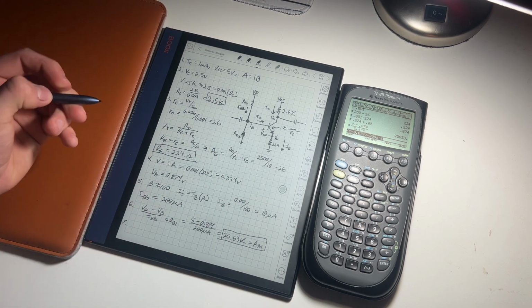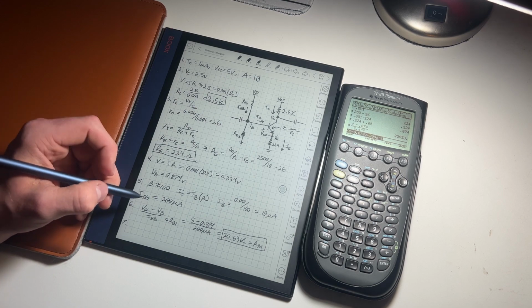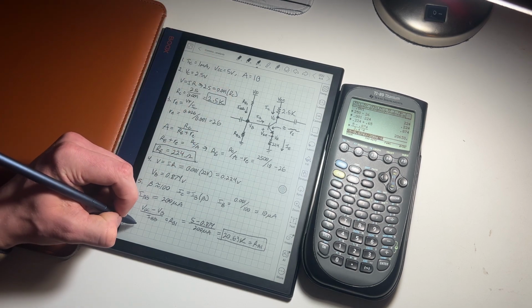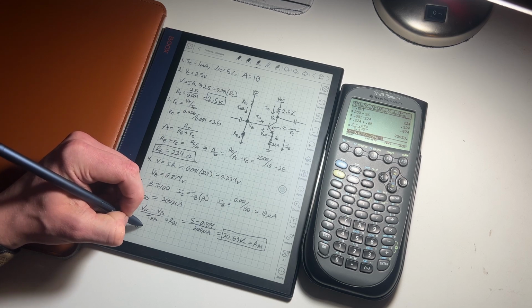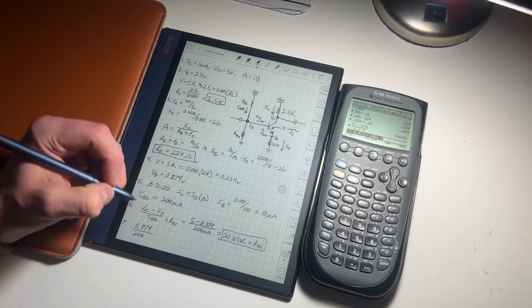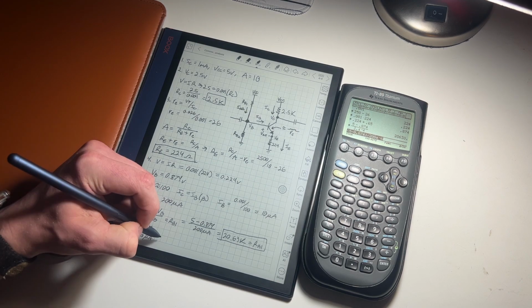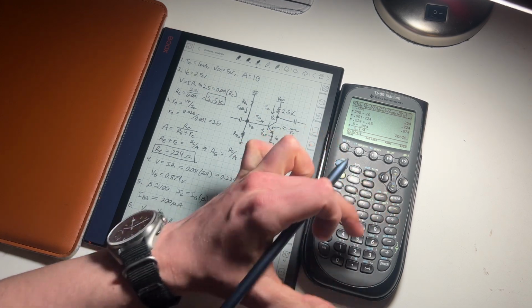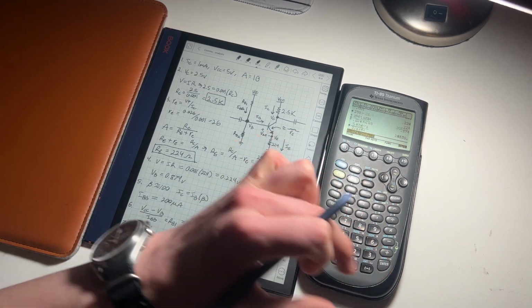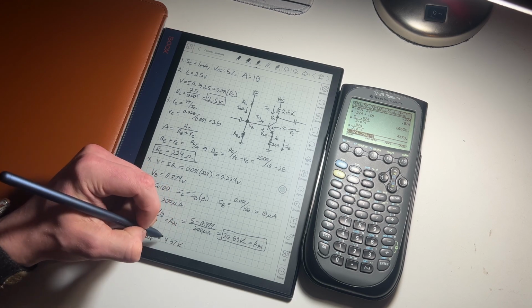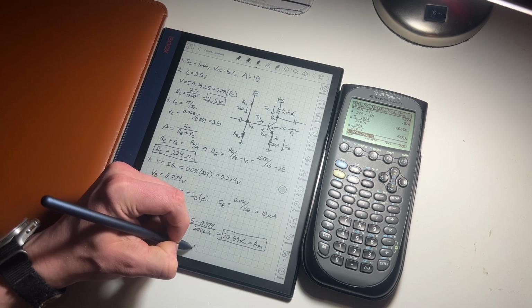Now, step 7, find RB2. We know the voltage across this is just VB, so 0.874 volts divided by 200 microamps is 4.37 kiloohms equals RB2.